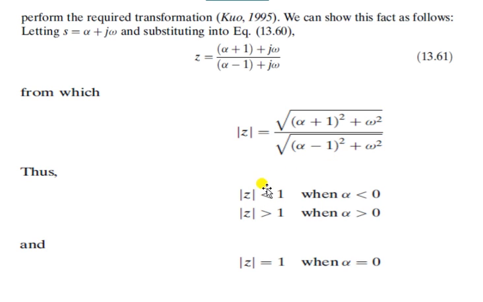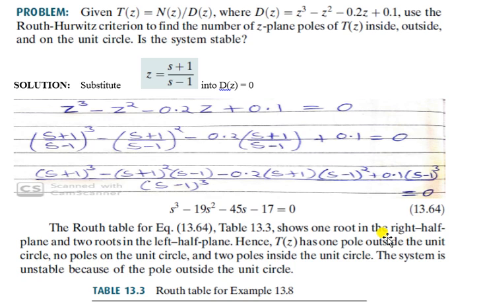will be less than 1. So by choosing alpha less than 0, you will get mod z less than 1. And if you put alpha greater than 0, say alpha is 2, 3, 4, 5, any value you can take, and you do the analysis, you will get mod z greater than 1. Similarly, if you put alpha equal to 0, you will get mod z equal to 1.